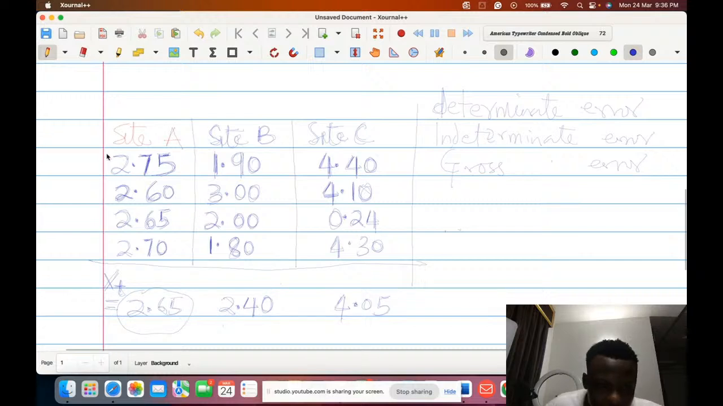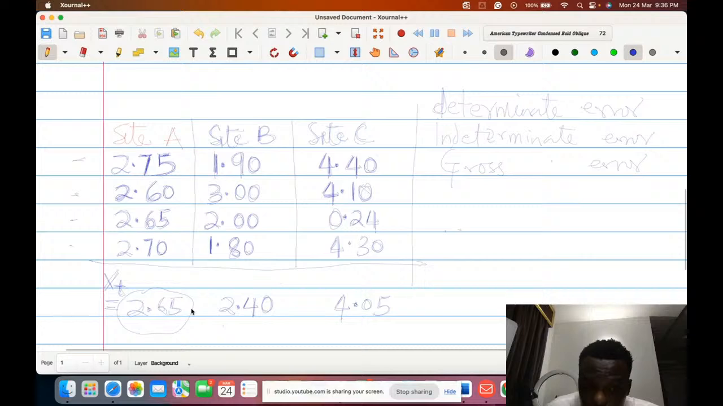At site A, we have 4 replicate measurements. The first measurement gave us 2.75. The second measurement gave us 2.60. The third gave us 2.65, and the fourth gave us 2.70. So basically, if you look through all these values, they are actually close to 2.65. All of them individually are close to 2.65.